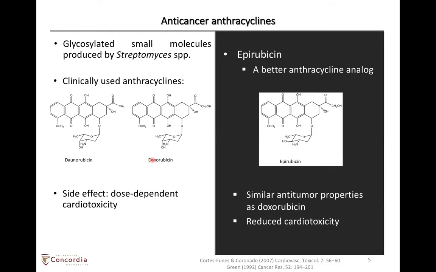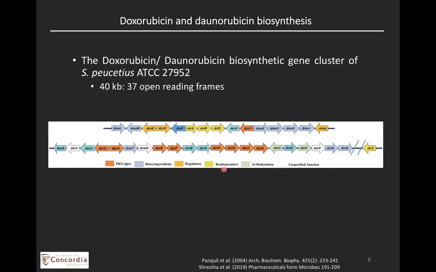The Doxorubicin analog Epirubicin is a high-value anti-cancer drug, and Epirubicin has gained attention because it shows similar anti-tumor properties as Doxorubicin, but it has lower cardiotoxicity. If we look at the Doxorubicin Daunorubicin biosynthetic gene cluster, it is around 40 kilobases and it has 37 open reading frames. This includes genes encoding for the polyketide aglycan, structural genes encoding for the deoxysugar, genes encoding for glycosylation, post-modification, and genes involved in regulation and resistance.